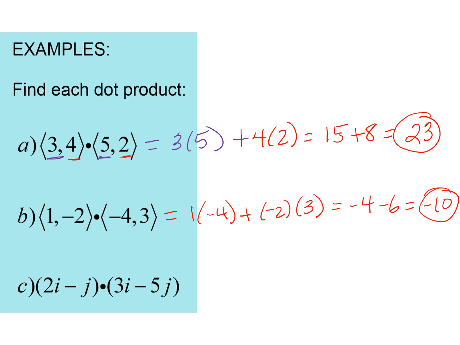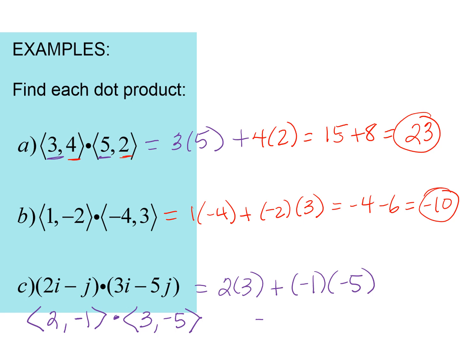All right, so for letter C, again, don't panic when you see the i's and j's. Just go ahead and rewrite it in the alligator bracket component form that you're accustomed to. So the first vector is just 2 comma negative 1, dot product, and the second vector would be 3 comma negative 5. Now we're ready to multiply. We're going to have 2 times 3 plus negative 1 times negative 5, which would be 6, and then a negative times a negative turns into a positive, and that dot product is 11. So it's super easy.